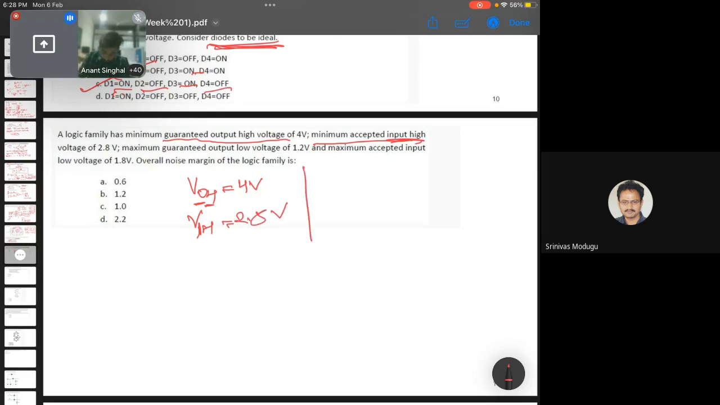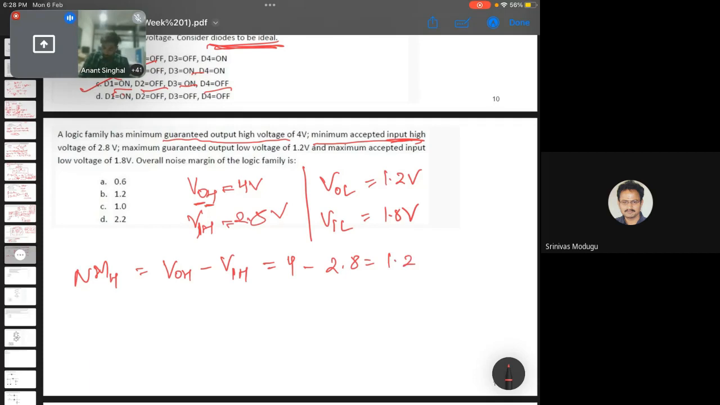The next part given is the maximum guaranteed output low voltage, which is VOL. It is given as 1.2 volt, and the maximum accepted input low voltage is 1.8 volt. So we need to calculate the overall noise margin of the logic family. Noise margin for high is the difference of output high minus input high voltage. Both values are given, 4 minus 2.8, so it will give a value of 1.2 volt.